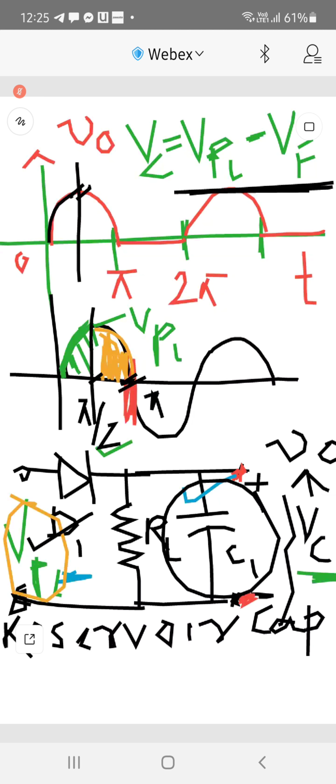Okay. Now, when the voltage falls from VPI, just at the point it has come, look, I'm drawing on the input waveform, it has come from VPI to VPI minus VF. VPI minus VF means whatever voltage is coming across the diode is the same as VC, the voltage retained by the capacitor. Okay?